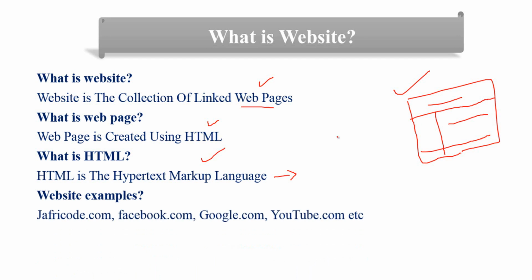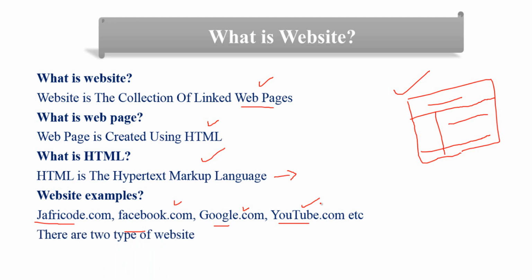Website examples. These are different examples: jafrico.com, facebook.com, google.com, youtube.com. Jafrico.com is a type of website in which you can learn different things and purchase different online courses. Facebook.com is a social network, Google.com is a search engine website. YouTube is a video search engine type website. There are different types of website, for example, social website, blog website, personal website, news website, search engine website. So these are different examples.